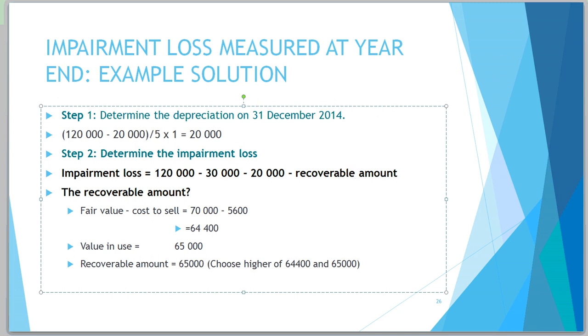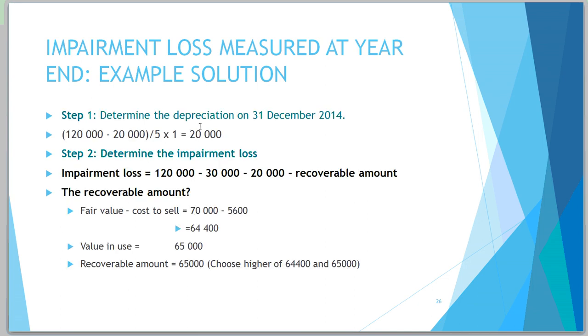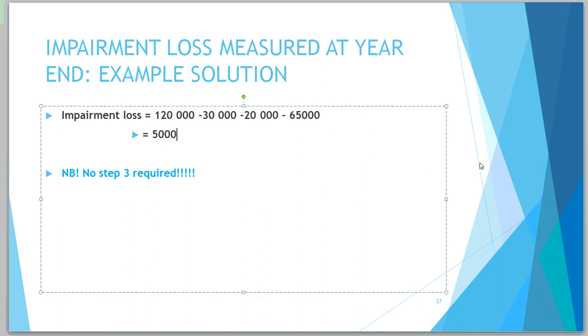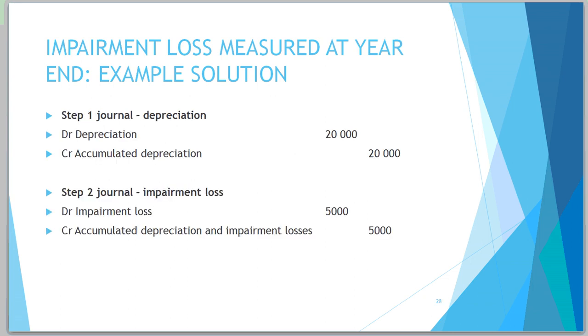Then I can determine my impairment loss by saying it's 120 less 30,000, which is my accumulated depreciation at the beginning of the year, less the 20,000, which is the accumulated depreciation that I would have written off there, and then less my recoverable amount, which gives me 5,000 rand impairment loss. Very important, we don't need to do step number 3.